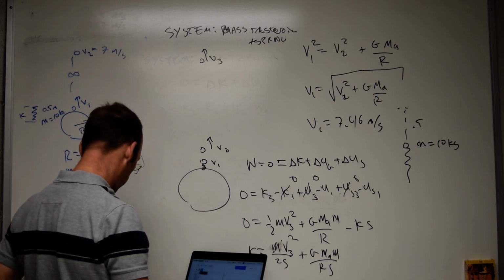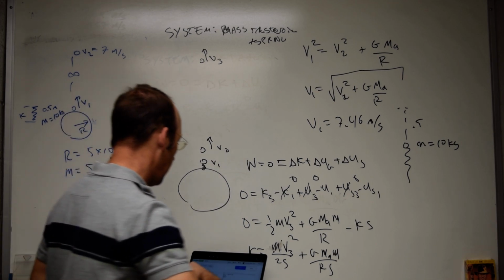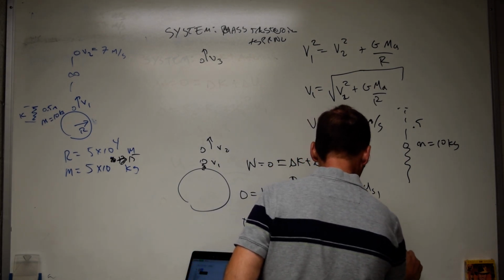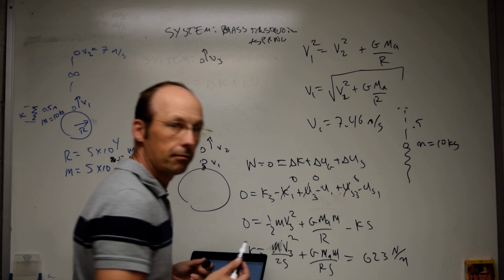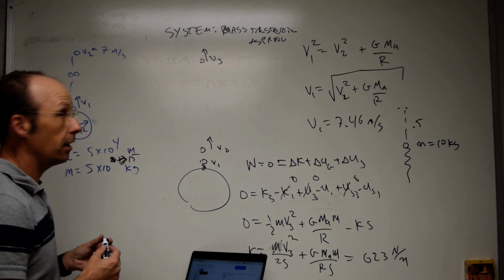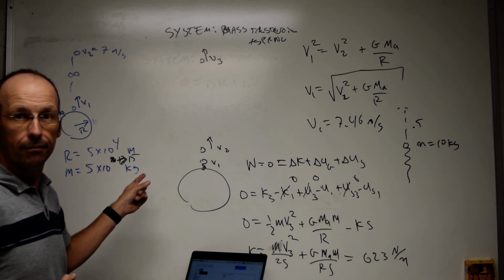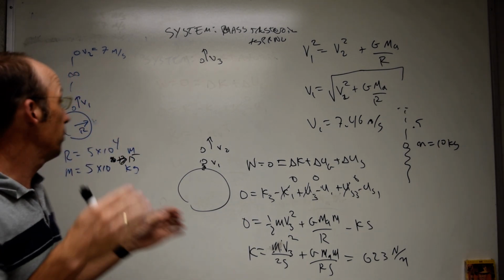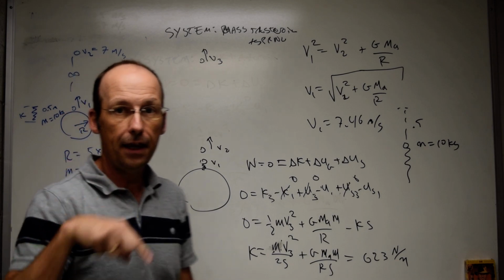And let's see if I get a value this time. k is 623 newtons per meter. Okay, I'm pretty happy. That's a pretty stiff spring, but it's doing a lot of stuff. So there you go. Apologize for my mistake, but it was just using bad numbers. The end.